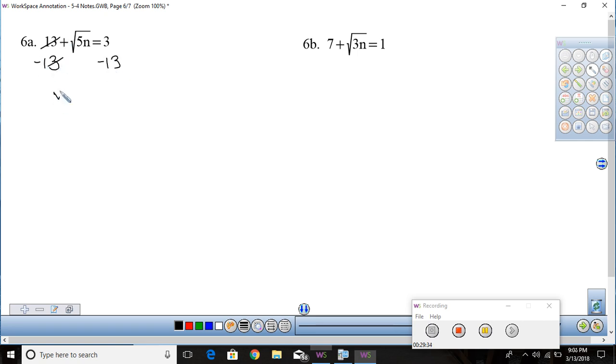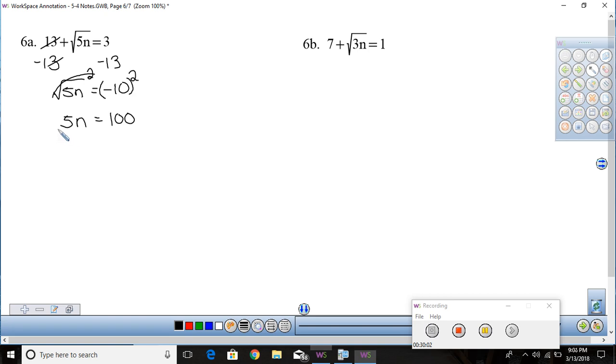So I have the square root of 5n is equal to negative 10. Then I got to square both sides. And this is super important, especially if you're using a calculator. So I know the square and the square root cancel. But on this side, you have to make sure that you square everything that was on this side. So that would be the negative and the 10. So negative 10 squared is 100.